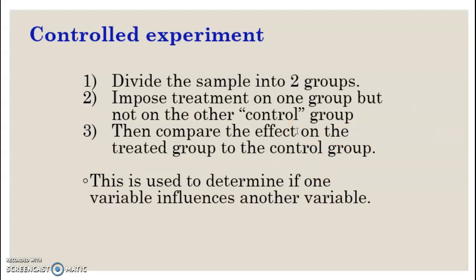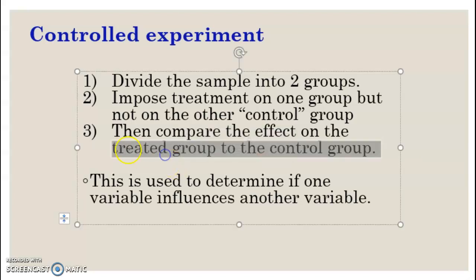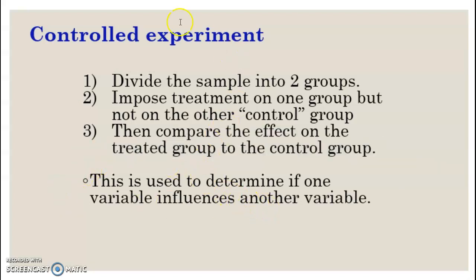A lot of times they will have a double-blind study. A double-blind is one where the doctors themselves do not know which group is getting treatment and which group is not getting treatment, along with the group not knowing. So both of them are blind. That seems to remove some of the want-to effect of getting better, of wanting the drug to work. This controlled experiment is used to determine if one variable influences another variable.